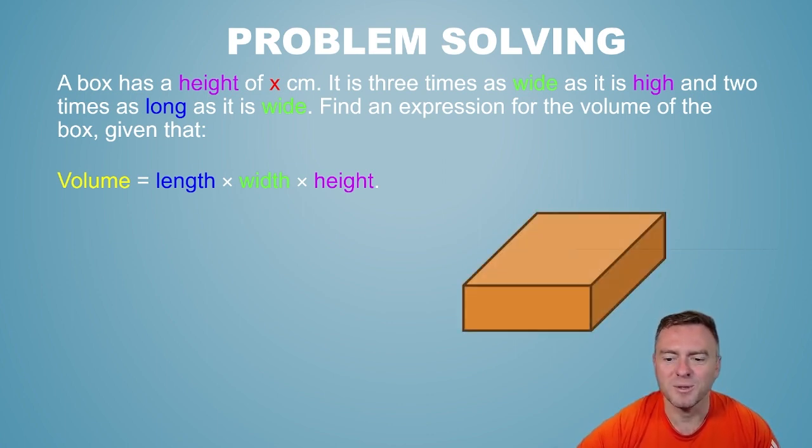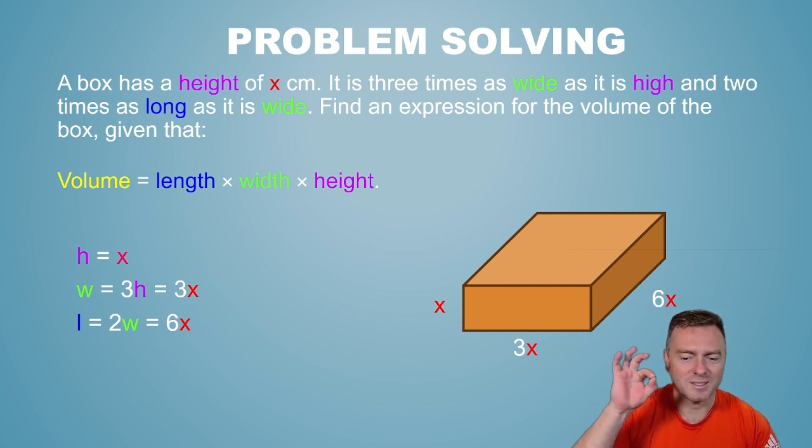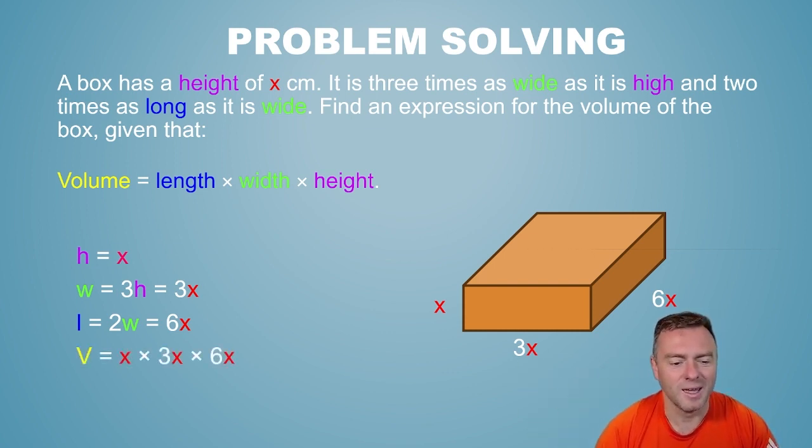So the first thing I would do here is draw a quick little box, and then we go height is equal to x, width is equal to 3 heights, which then is the same as 3x. So you can put 3x there, and then the length is equal to 2 widths, or 6x. So now we just substitute that into the volume formula. And notice that we've got the same variable all the way through. So the volume is now equal to x times 3x times 6x, which then gives you 18x.